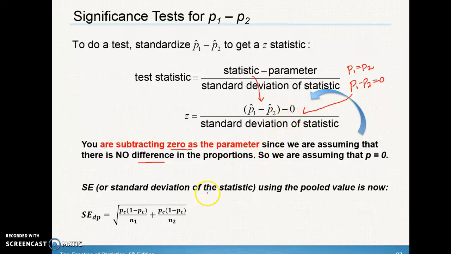And then the standard deviation of the statistic is what we talked about previously. Notice it's the same as our confidence interval standard deviation of the statistic, except for this portion right here. We're using our pooled value instead of our separate proportions. Instead of our separate p-hat values, we're using the same p-hat value twice, all over sample size 1 and sample size 2.